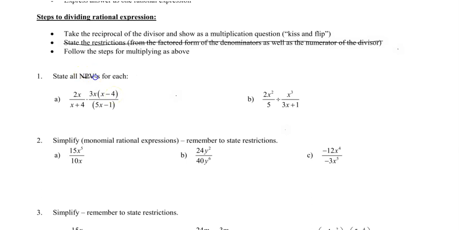So one is just doing non-permissible values, right? And you know what, we're going to cross that off. Instead of non-permissible values, let's just say we want to state the restrictions. State the restrictions.